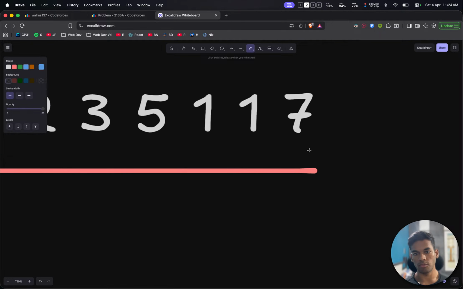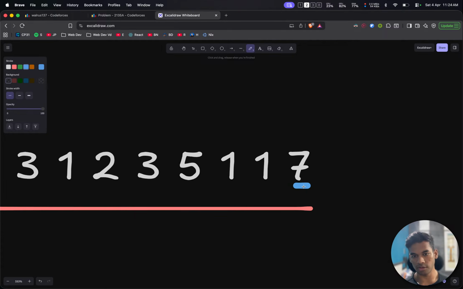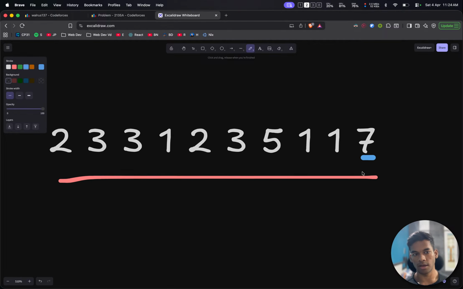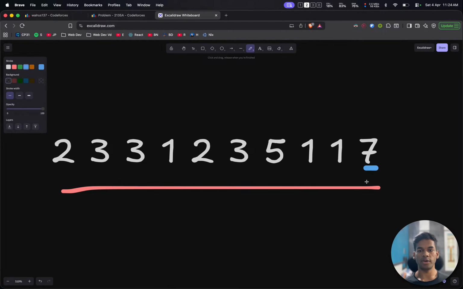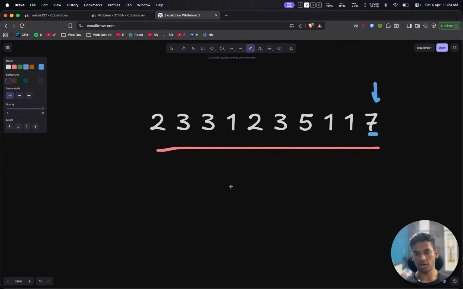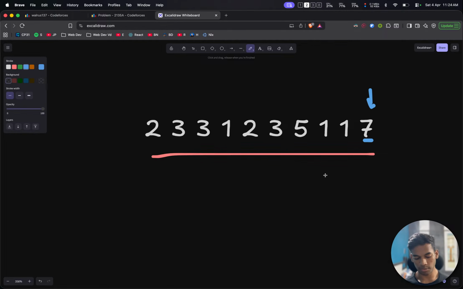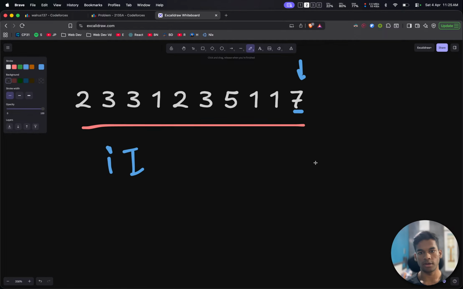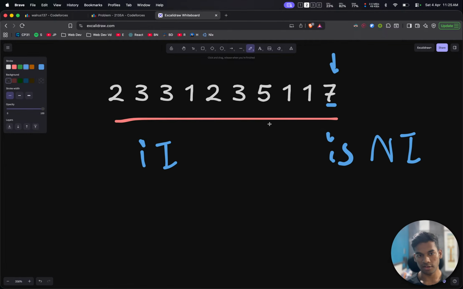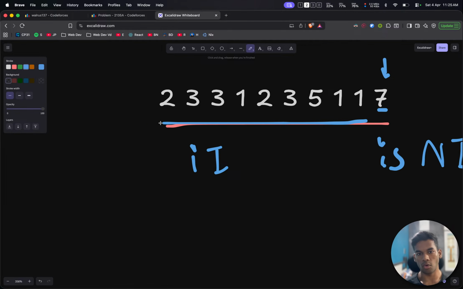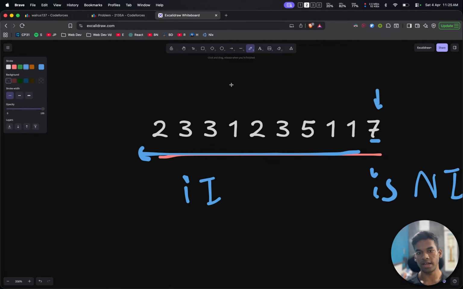So if we just solely focus on this one digit here, there are only two possibilities: either 7 is a part of the final subsequence that we end up with, or 7 is not a part of that. If 7 is included, then we will go towards left till we find 6 other 7s, because that is the only way to include 7.